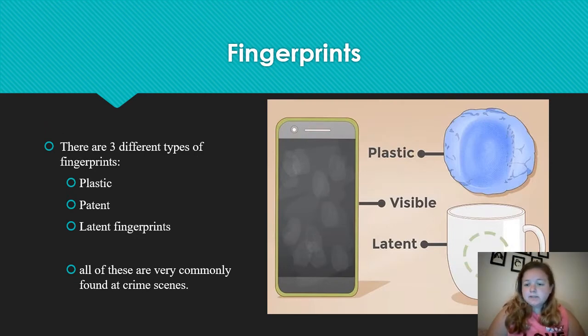Fingerprints. There are three different types of fingerprints: plastic, patent, and latent fingerprints. All of them are very commonly found at crime scenes, and you do have to be very careful to ensure that you get them all.